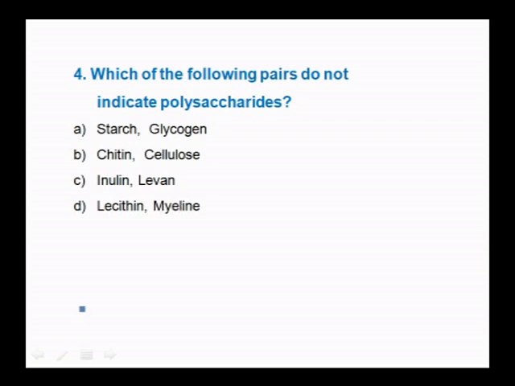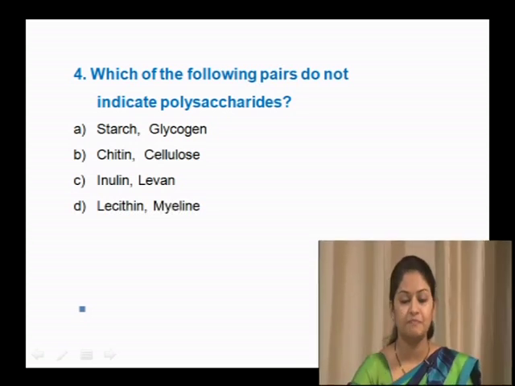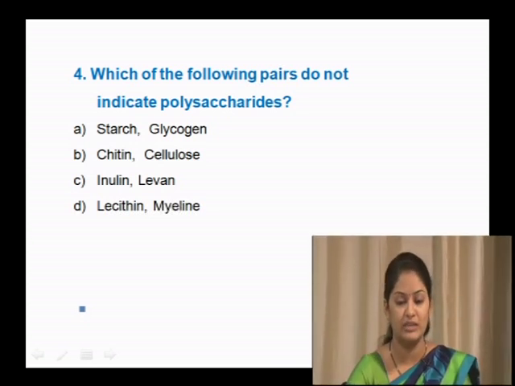Which of the following pairs do not indicate polysaccharide? So we know that a polysaccharide is the polymer of monosaccharides or the sugar units. The pairs go as follows. First one, starch and glycogen. Second, chitin and cellulose. Third, inulin and levan. D is lecithin and myelin. So we have to identify only the pair which is not polysaccharide.